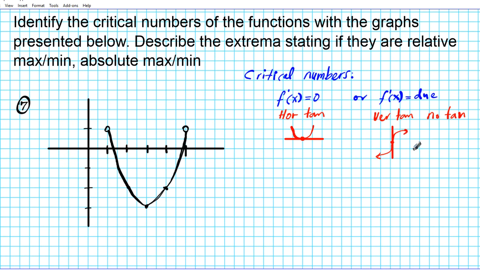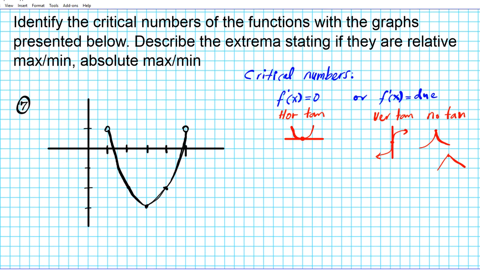How about no tan? You have no tan where you have a corner or a cusp. You also have the non-existence of tangent lines at discontinuities. So for critical numbers, if we're looking at continuous functions, we're just going to restrict ourselves to scenarios where you have a cusp or you have a corner. These are critical numbers, but the tangent line is not defined for any of these cases. So these are the cases we're going to be looking at for this set of problems.